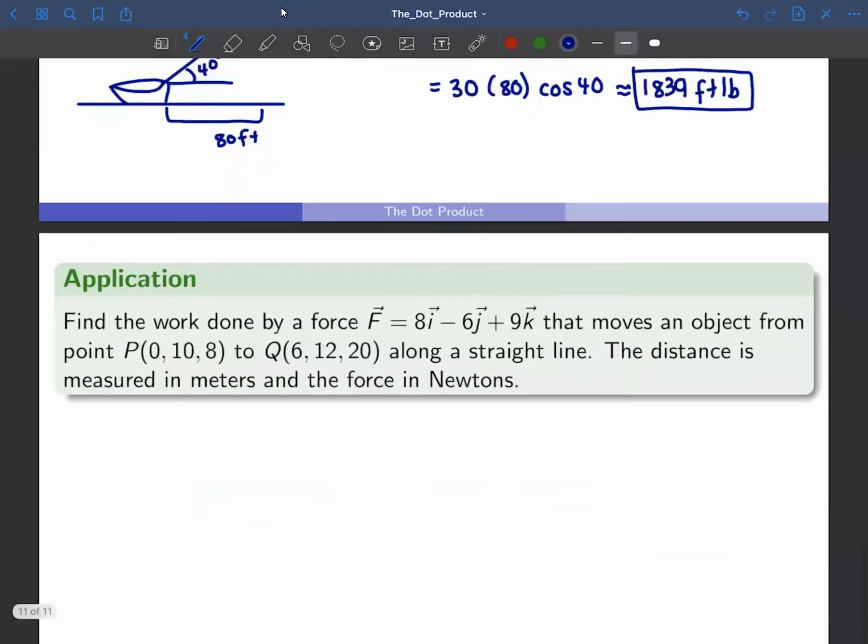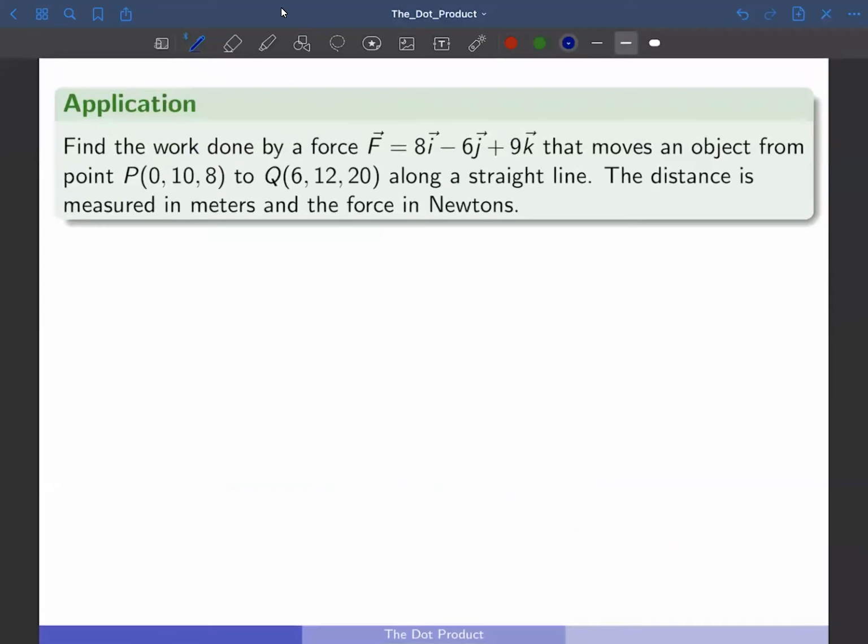We're asked to find the work done by the force vector that is equal to 8i minus 6j plus 9k, which moves an object from the point P with coordinates (0, 10, 8) to the point Q with coordinates (6, 12, 20) along a straight line. The distance is measured in meters and the force is measured in newtons.